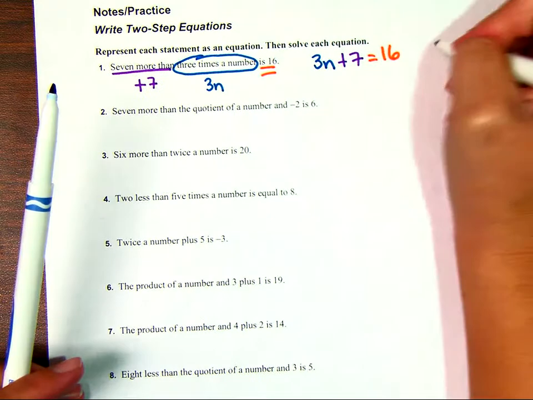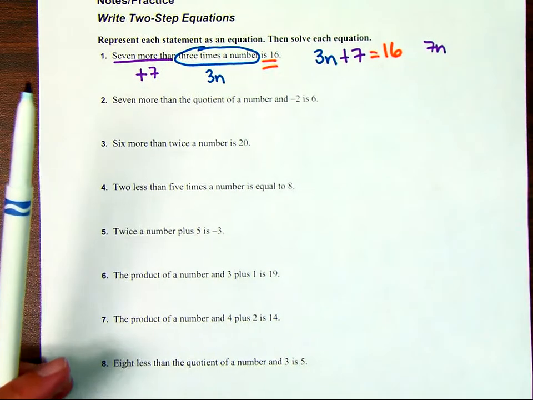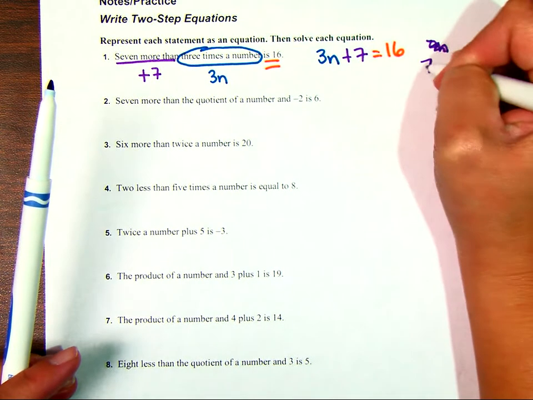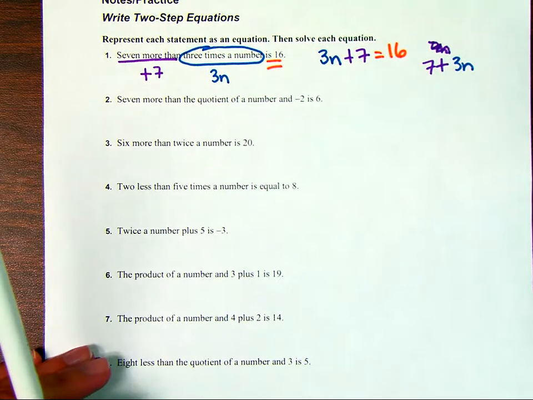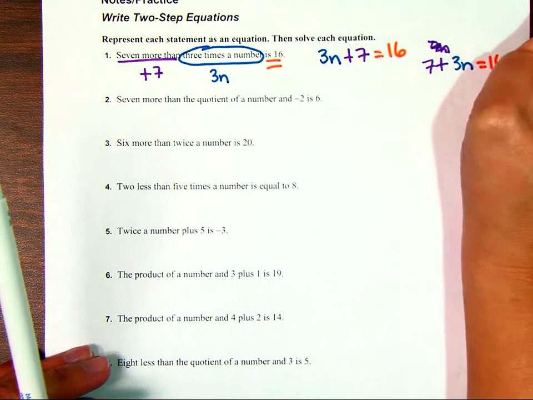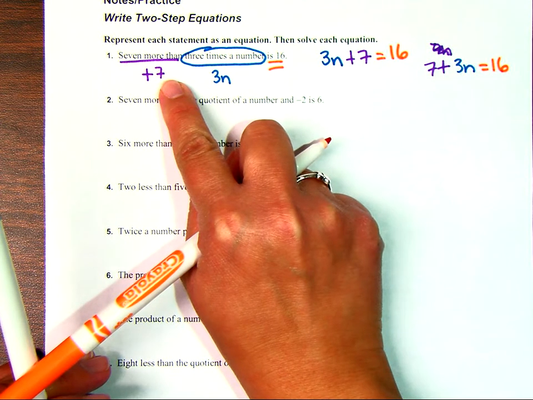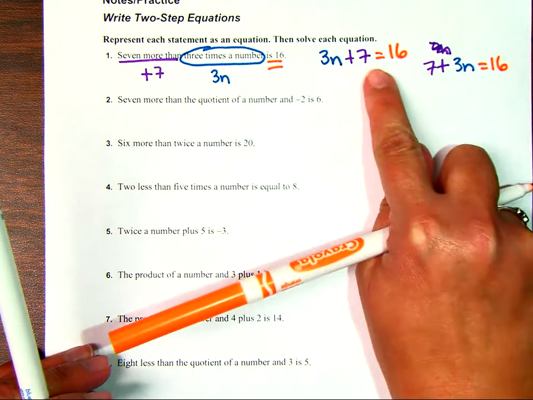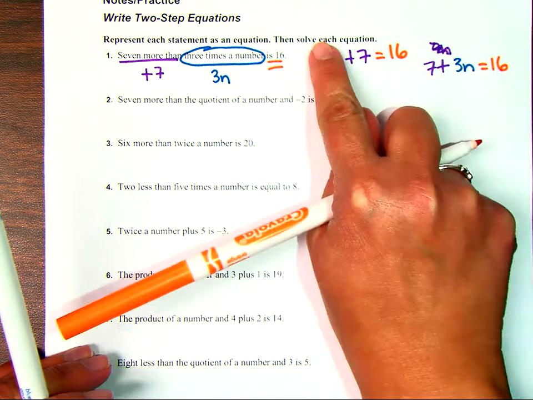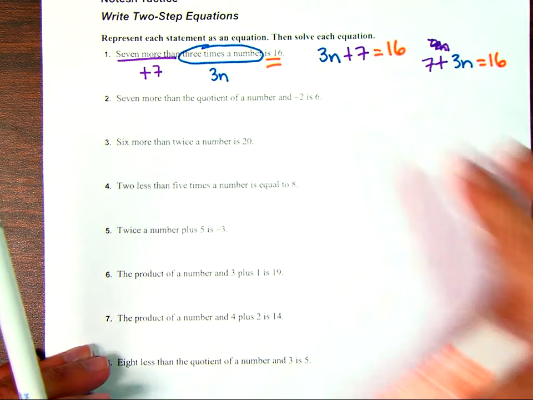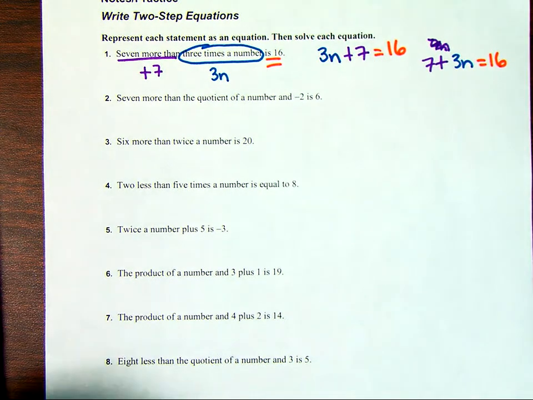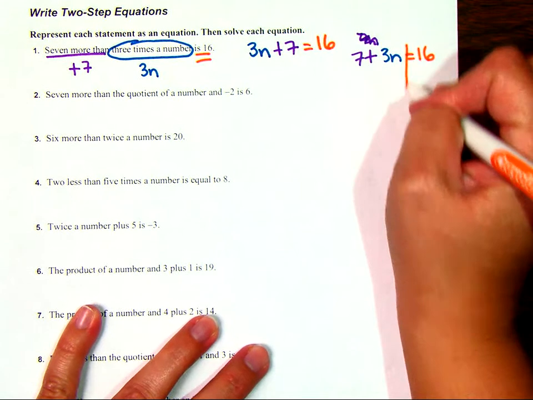Or we could have said 7 more than 3 times a number is 16. So we want to break the statement out step by step. These two mean the same thing. Either way we can write that because with addition, the commutative property states that we can change the order. So let's go ahead and solve it. And I'm going to solve it the way that they wrote it.